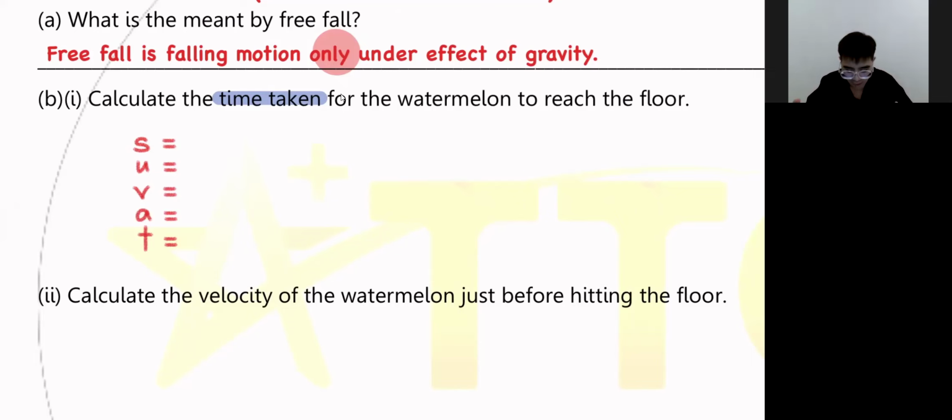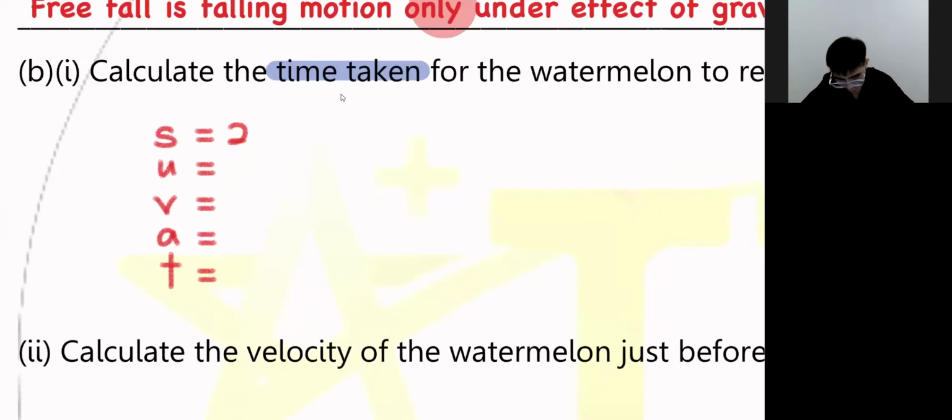For example, when the watermelon falls to the ground, the distance for the watermelon to reach the ground is 2.5 meters, right? So that's why the displacement is 2.5. So just put the values into the SUVAT list.